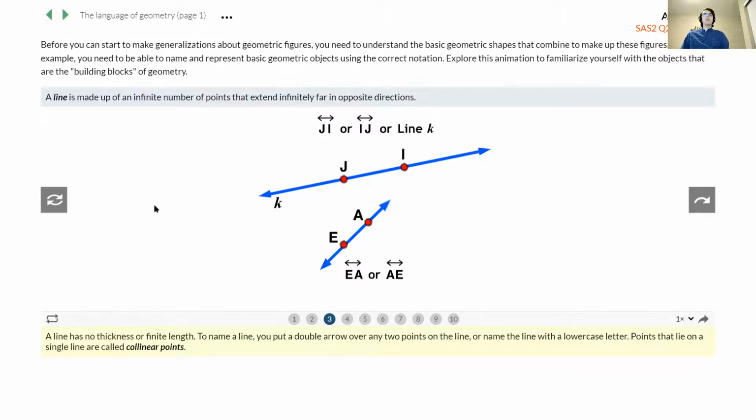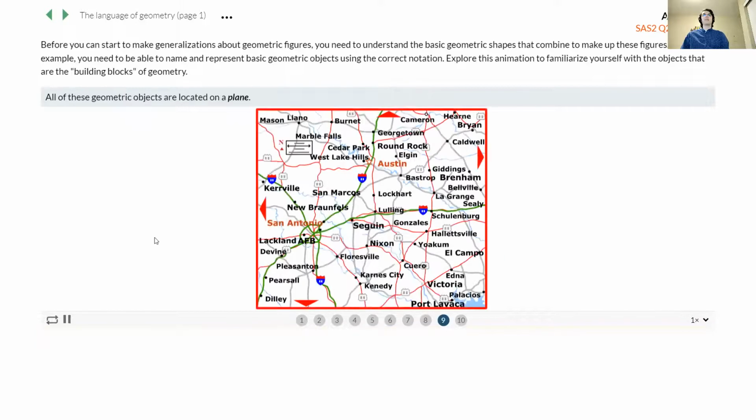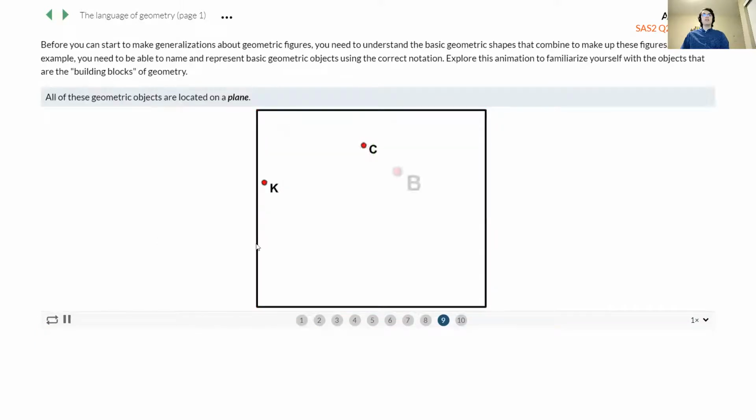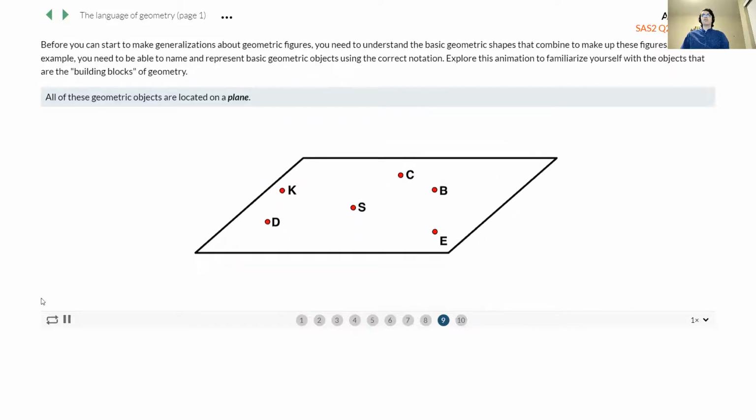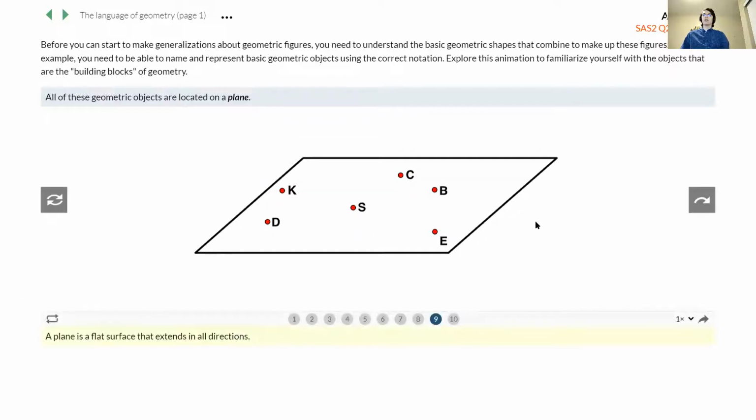Now, the last of the undefined terms is what we call a plane. A plane is like the map that everything else is on. It's a flat surface that goes infinitely far in all directions. So again, kind of like a point and a line, it has no thickness. It's infinitely flat. It's two-dimensional. It's thinner than a piece of paper. It's got no thickness to even be thin. And it goes in all directions.